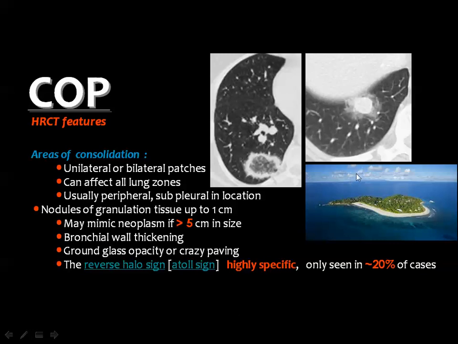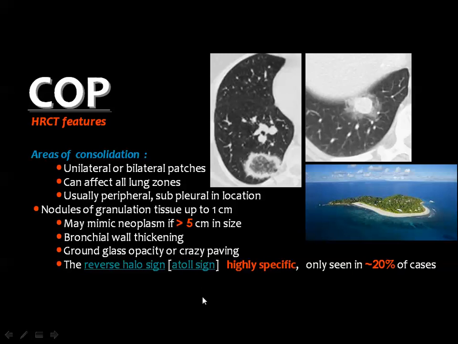If you look here, you can see the most classic appearance of this type of pneumonia, which is known also as the reverse of halo sign. This is the halo sign. You see a lesion with a halo of ground glass veiling around. But here you see the ground glass veiling inside the lesion, and this is the periphery of the lesion, which is almost similar to this particular appearance of an island.